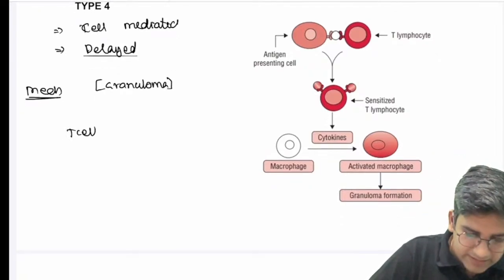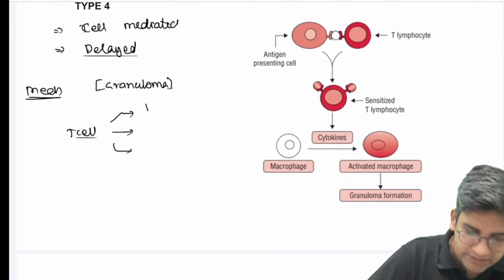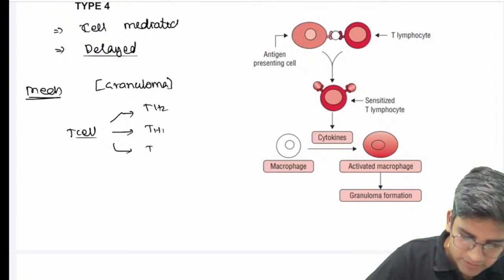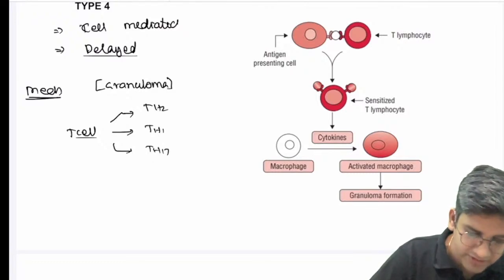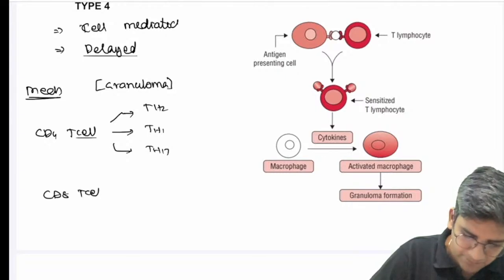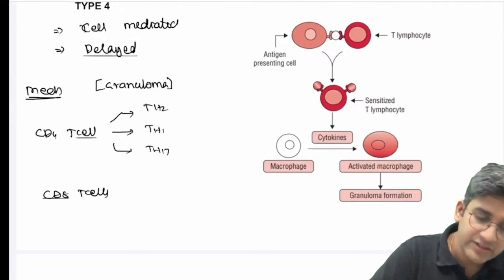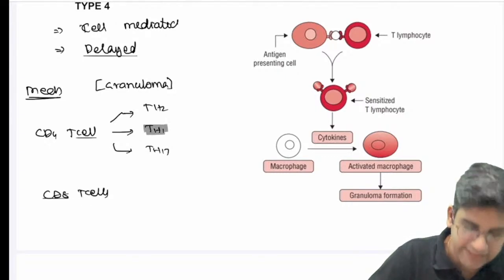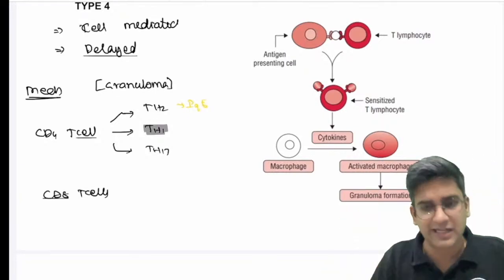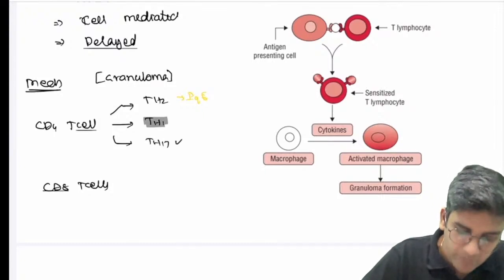So T cells can have three different types of activation. TH1, I'm writing TH2 first. TH1 and can have TH17 if it's a CD4. At the same time, I can also have CD8 T cells. Right? Of this, the predominant in type 4 is TH1. TH2 goes to your allergy, IgE. We disregard them, right? TH17 can also be there sometimes.